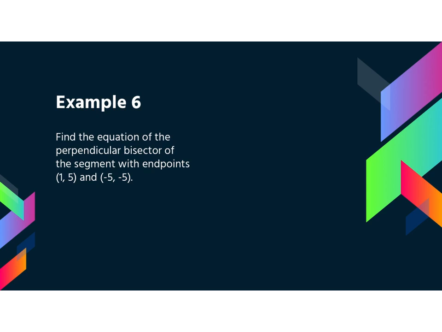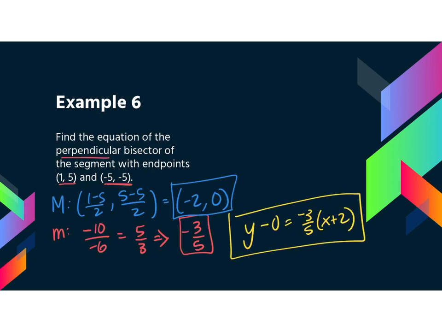Here's another example similar to the last one. I'd like you to go ahead and try this one on your own. Press play to check your answer. You should have found the midpoint, then you should have found the slope of those 2 points. And to find it to be perpendicular, we use the opposite reciprocal, which is how I got negative 3/5. Substitute our point and our slope into point-slope form. You could always change it to slope-intercept form if that's what you're asked for.